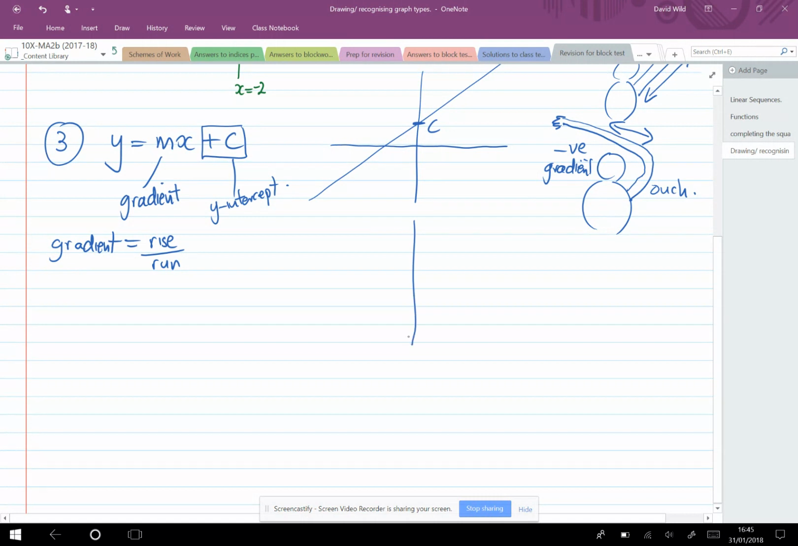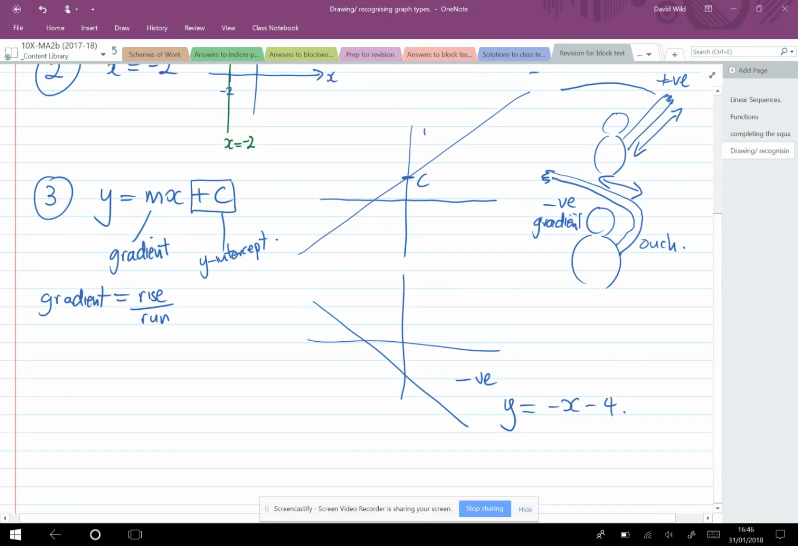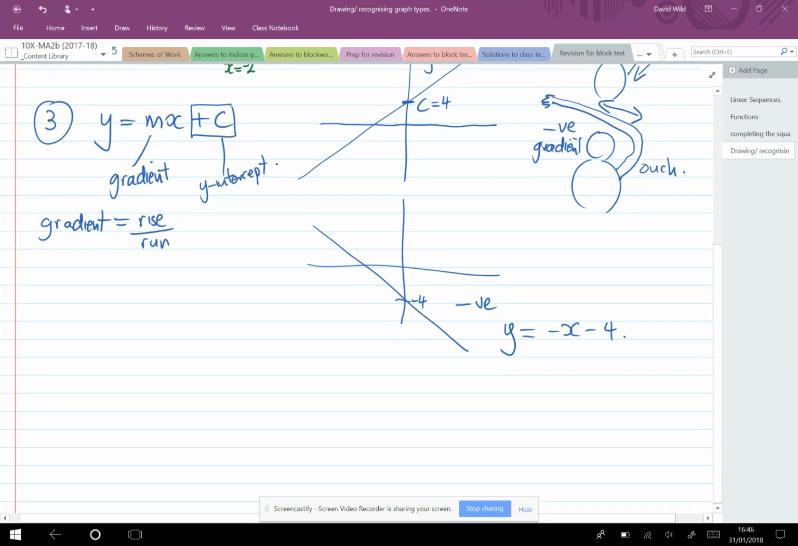So they might look like something like that, or maybe something like this. So this has got a negative gradient. An example of that might be y equals minus x minus 4. An example like this might be something like y equals positive x plus 4. So the value here, c, would be 4 in this case because the y-intercept is 4. Here this would be minus 4 in this case. So the straight line graphs, they look like that.